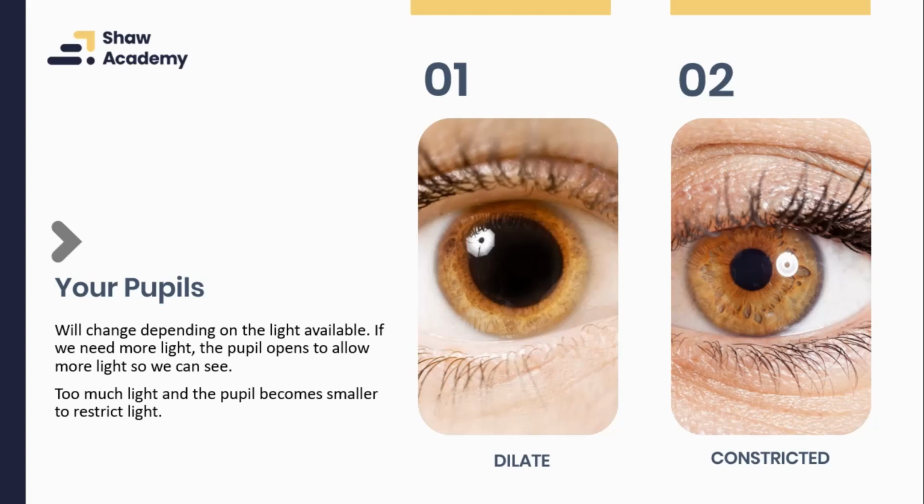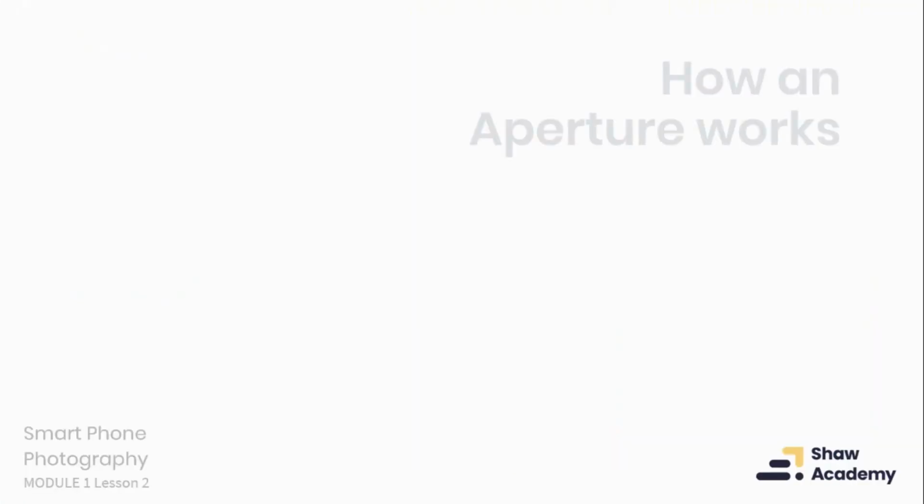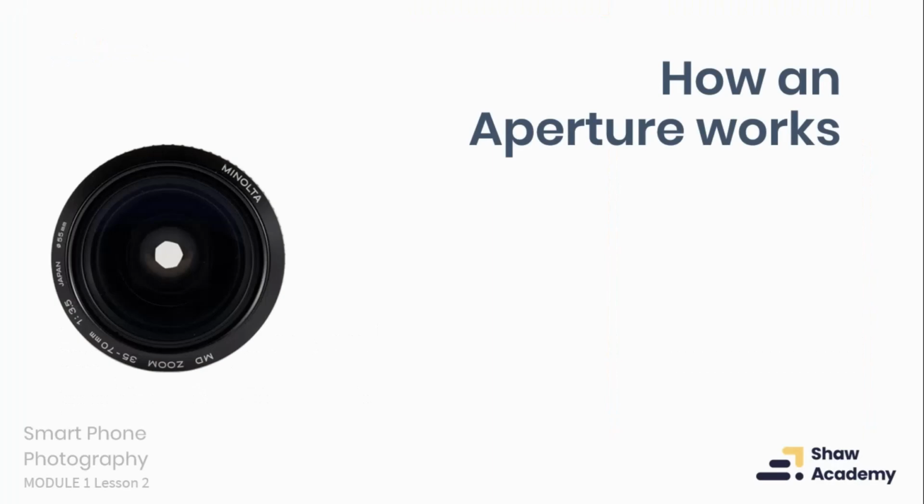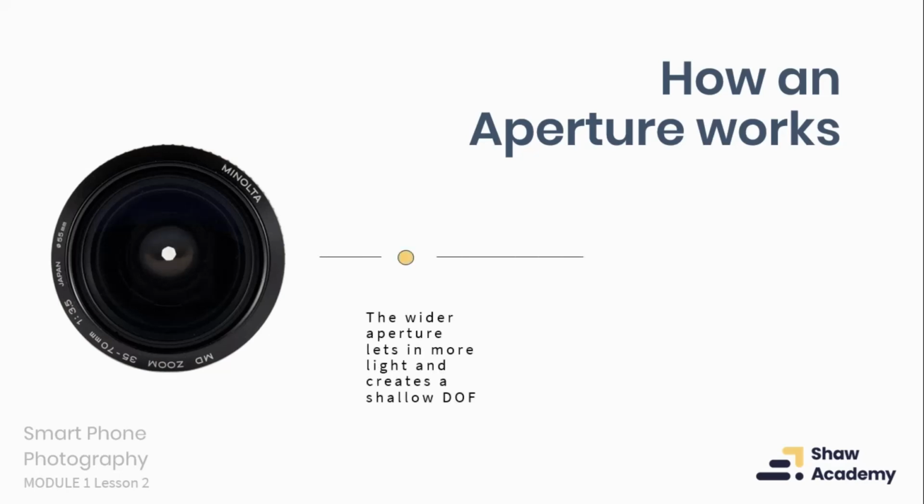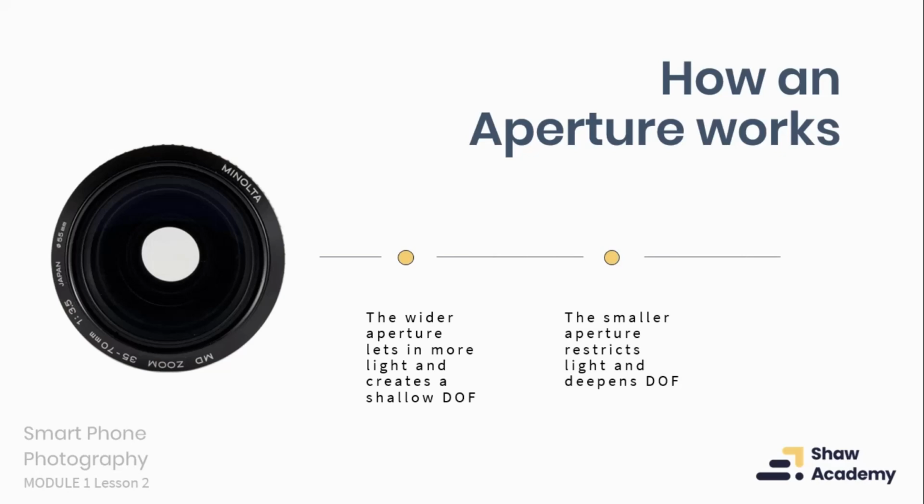This is the exact way our apertures work in our cameras as well. So in a standard lens, our aperture will go wider and smaller. We can control it to change the volume of light coming in. So the wider the aperture, the more light comes in. It also creates a shallow depth of field. If we want a smaller aperture, this restricts the light and it deepens our depth of field.